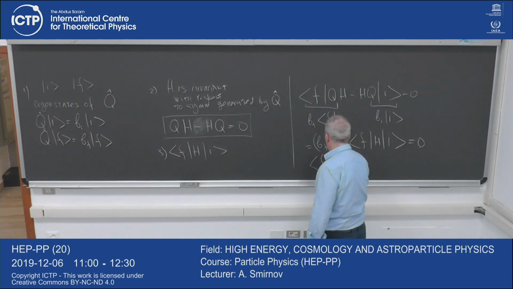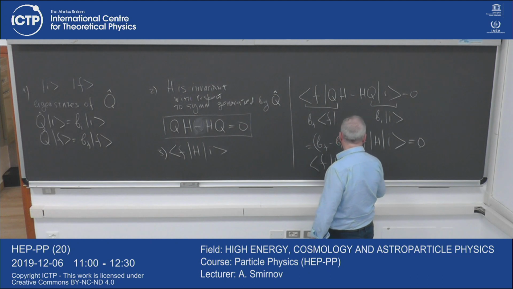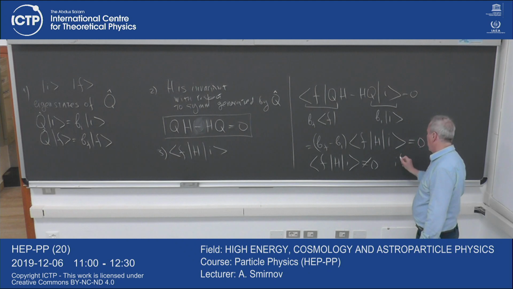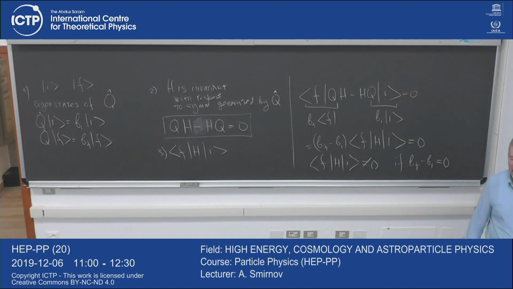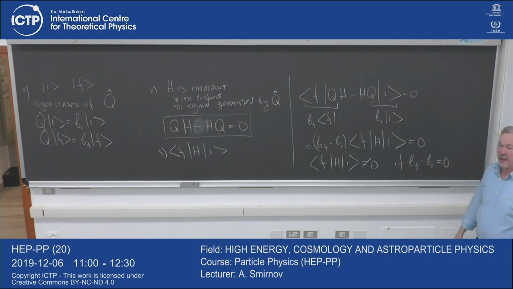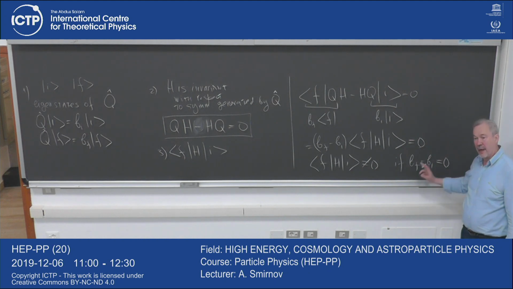So this means that the matrix element of H between F and I is non-zero only if bF minus bI is 0, which means that bI and bF are equal. So this quantum number is conserved in the reaction. The matrix elements are non-zero, and therefore the transitions exist, only if you have equality of bI and bF.